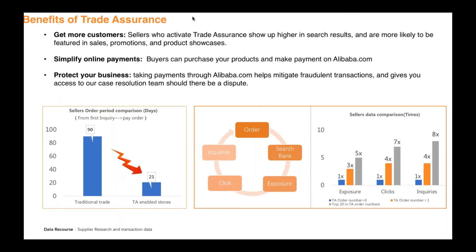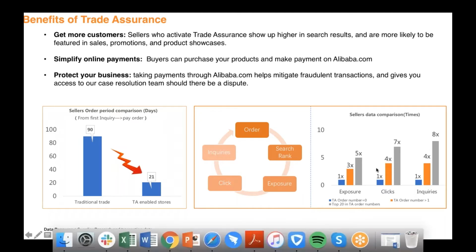Another benefit of using trade assurance is that in order to meet the buyer's demand of seeing suppliers who use trade assurance, we also run promotions and sales that only suppliers with trade assurance are able to participate in. And you can see here on this graph that suppliers with trade assurance are 5 times more likely to gain exposure through search, are 7 times more likely to get clicks, and 8 times more likely to actually receive inquiries.